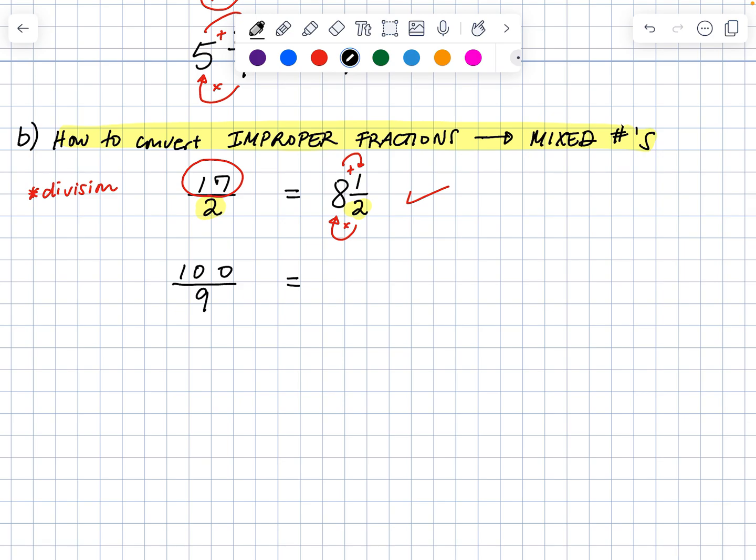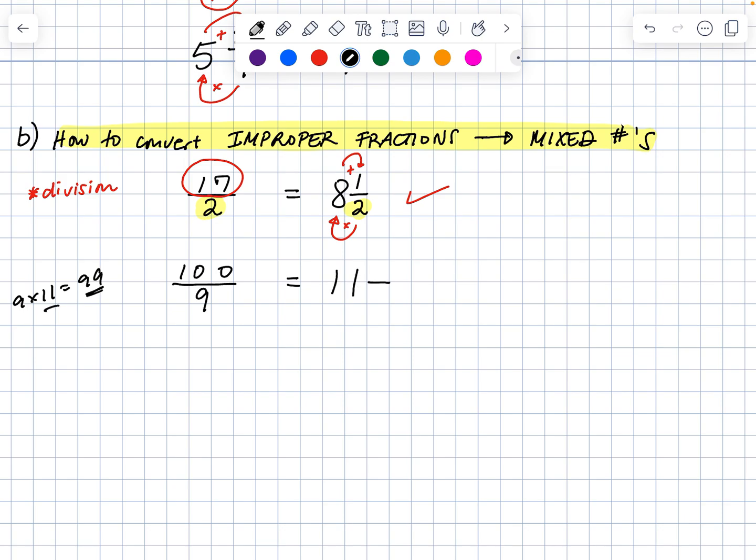So again, I'm thinking to myself, what is the closest whole number? If I did 100 divided by 9 in my head, what is the closest I can get to 100 without going over? So how many times can I multiply 9 by to get to 100? Again, I'm accessing my multiplication tables. I know that the closest I can get is probably 99, which means 9 times 11 will give me 99, which is pretty close to 100. So 11 will be my whole number.